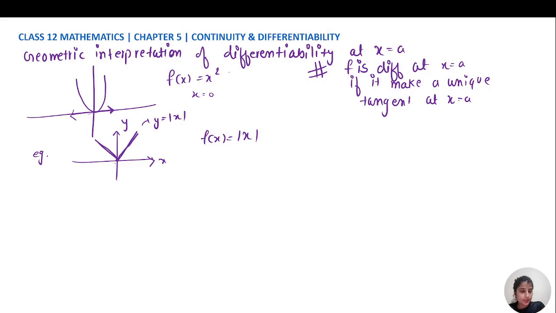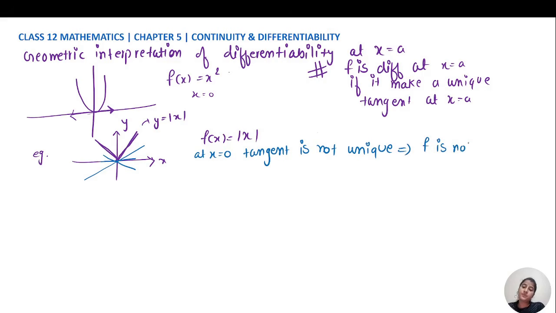But at x equals 0, we can make different tangents. Take this one, this is one tangent, this is another tangent, this is a third tangent. So we can say that at x equals 0, the tangent is not unique. If my tangent is not unique, this implies our f is not differentiable at x equals 0.